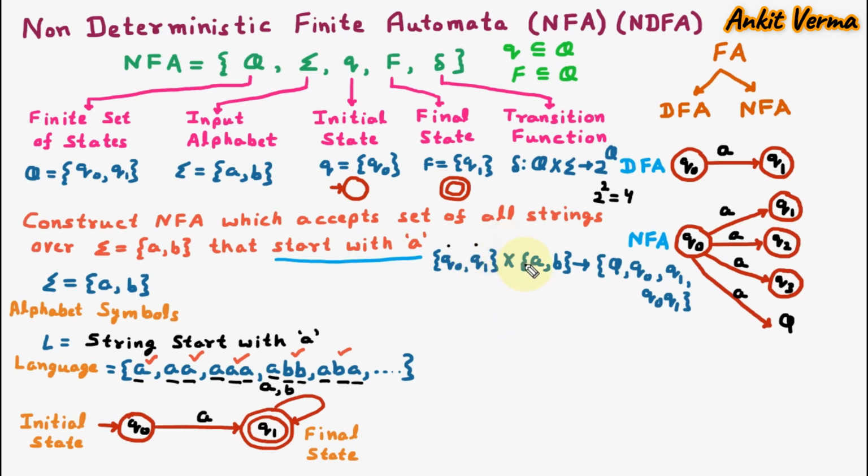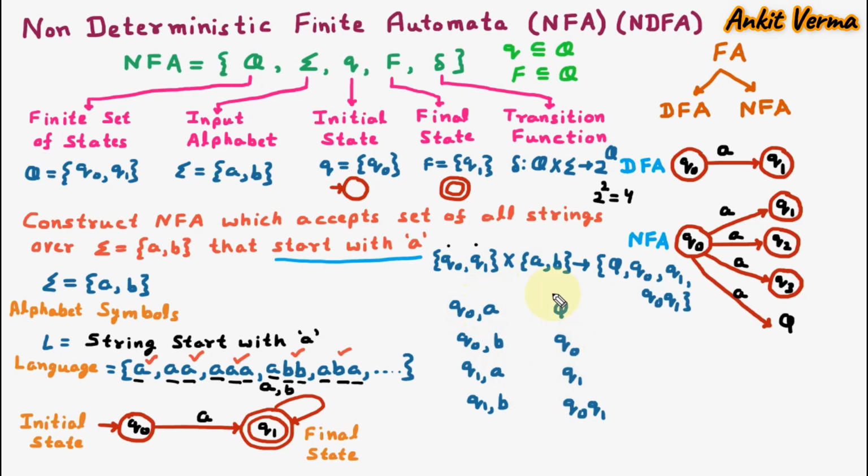Now I am going to multiply these two. So first of all Q0 with A and B. So first of all Q0 with A. So here I am representing Q0 comma A. Then Q0 with B. So representing Q0 comma B. Then Q1 with A. So here Q1 comma A and Q1 with B. So Q1 comma B. And here on the right hand side we are having the possibilities, which is nothing, represented by phi, or Q0, or Q1, or both the states, which is Q0 and Q1.